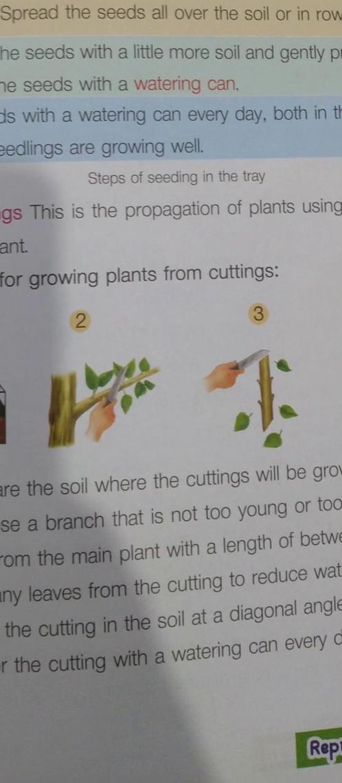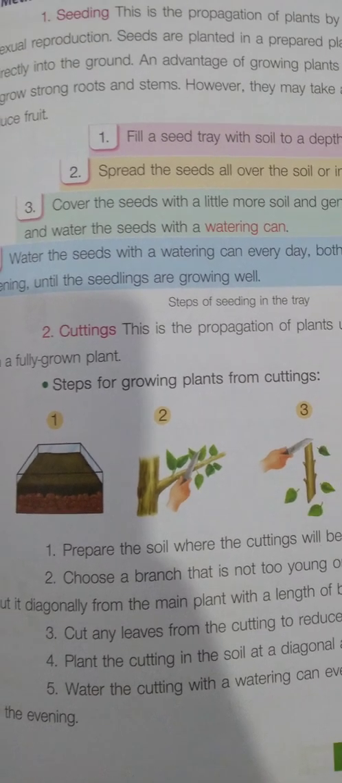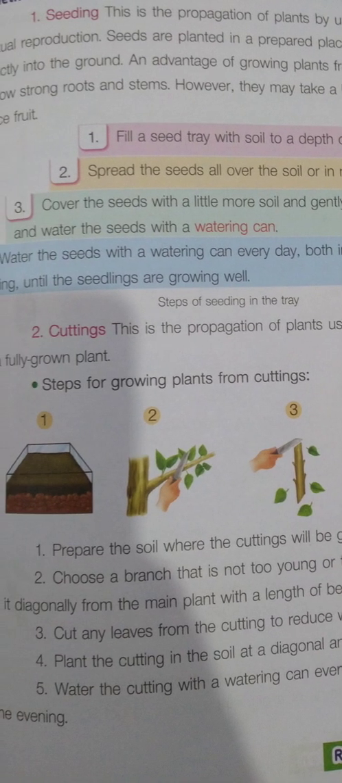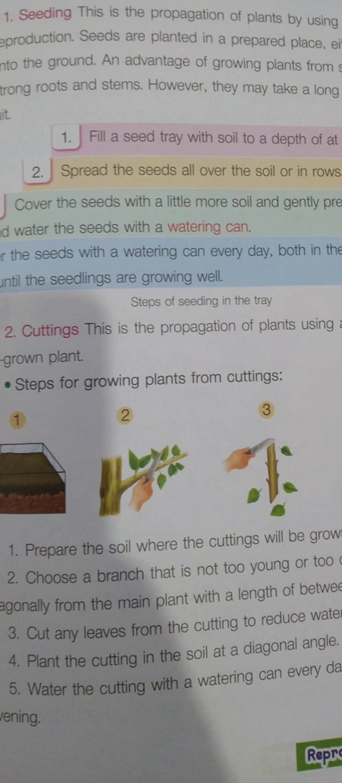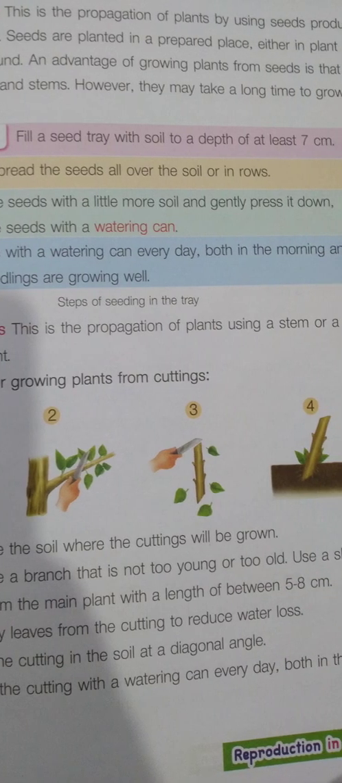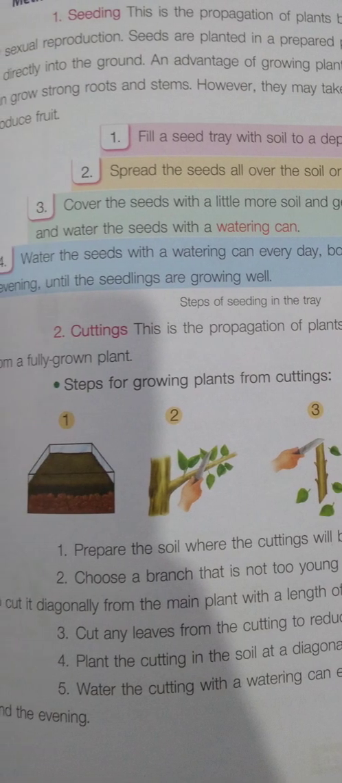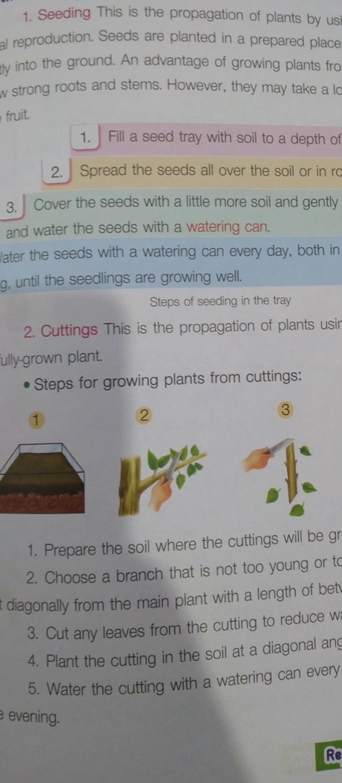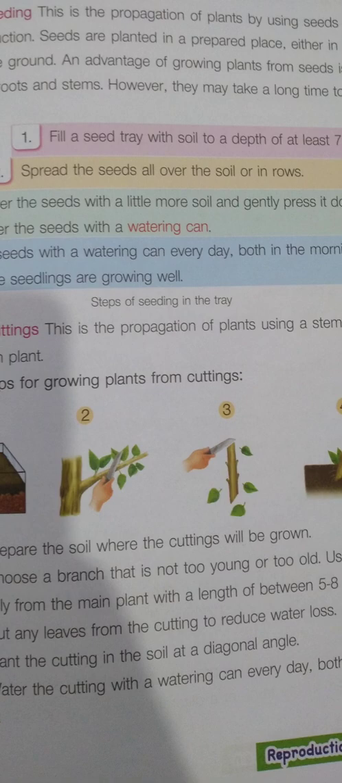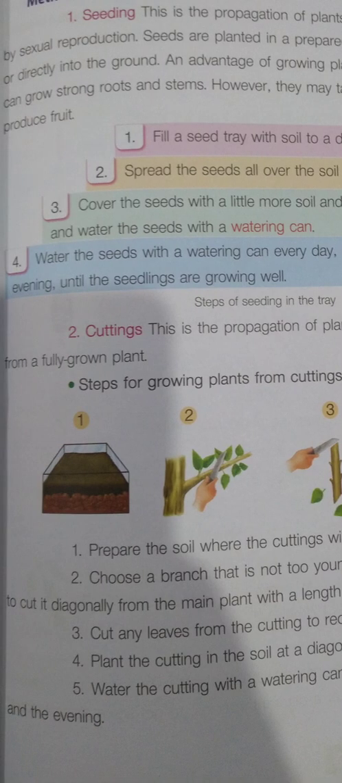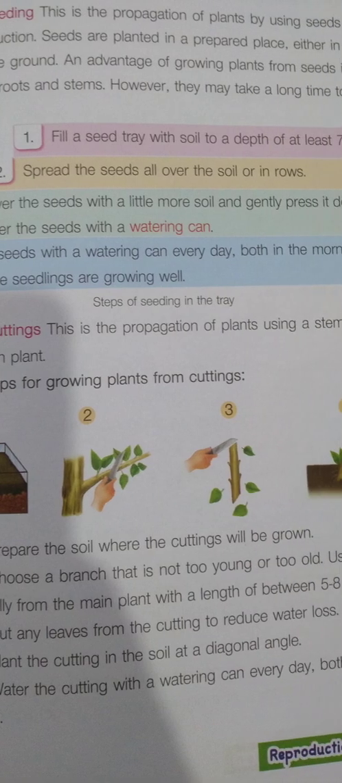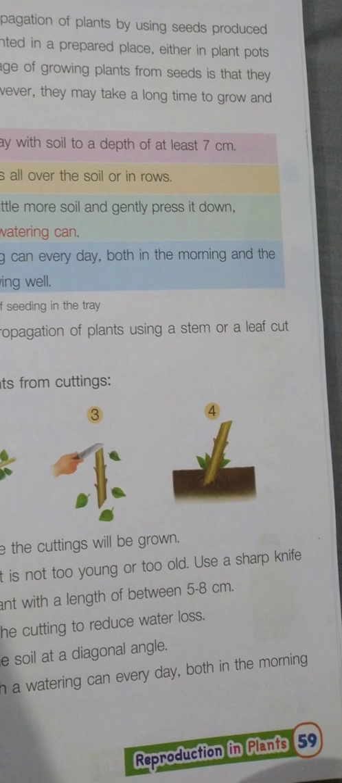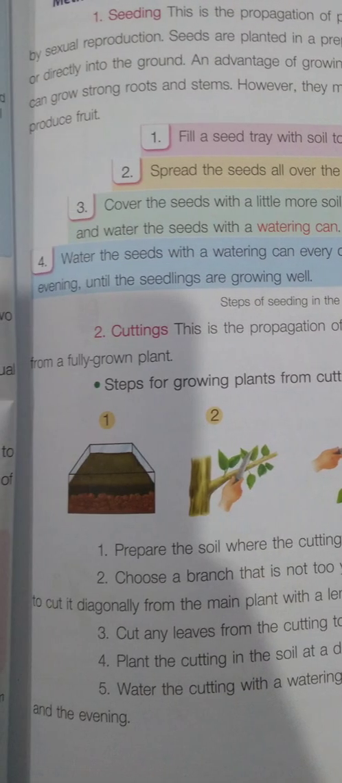with a length of between 5 to 8 centimeters. In number three, picture number three, cut any leaves from the cutting to reduce water loss. And number four, picture number four, plant the cutting in the soil at a diagonal angle. Number five, water the cutting with a watering can every day, both in the morning and in the evening.